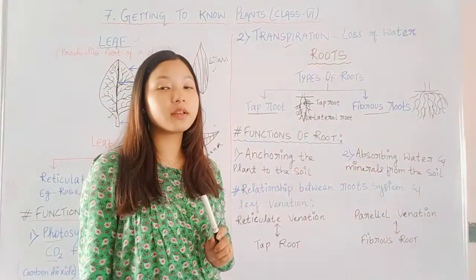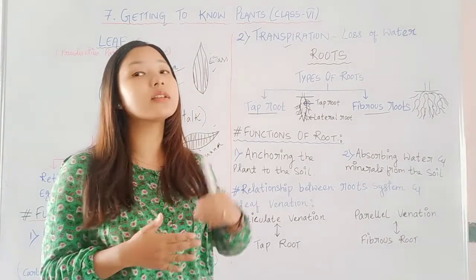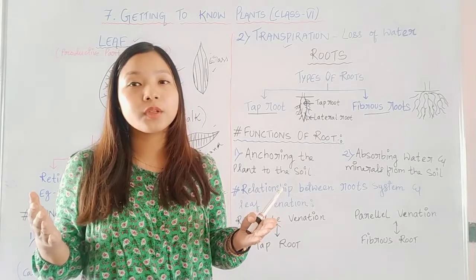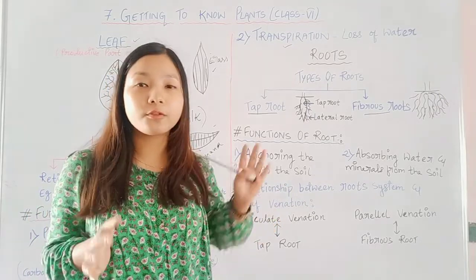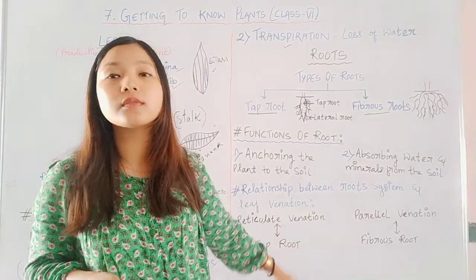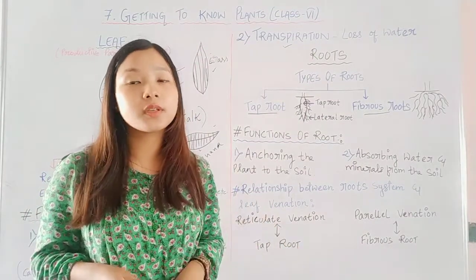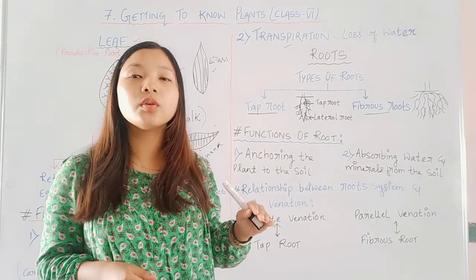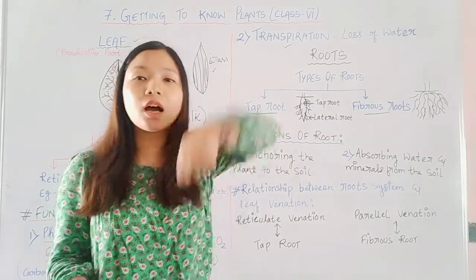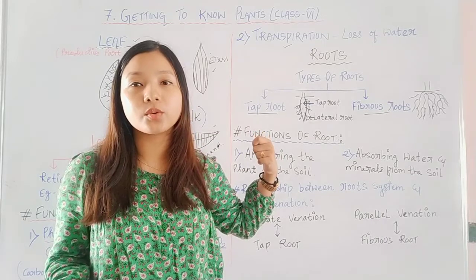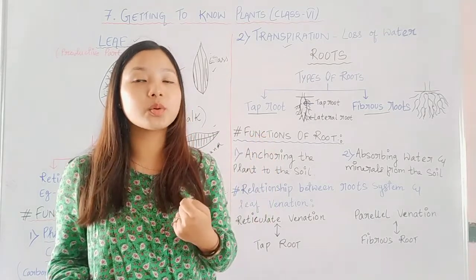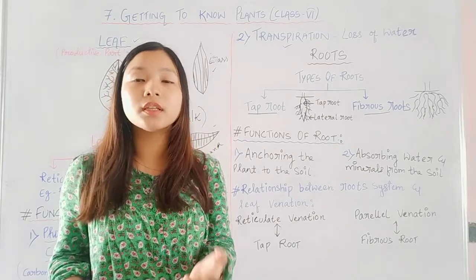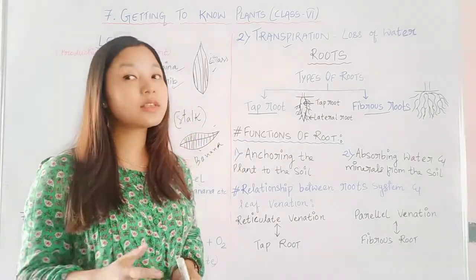Now you see, children, there is a relationship between the type of root of a plant and its leaf venation. You can see this in most of the plants. Of course, there may be a few exceptions, but if you want to know the type of root without pulling out the plant from the soil, you can easily do so by observing the venation of the leaf. So what is this relationship?